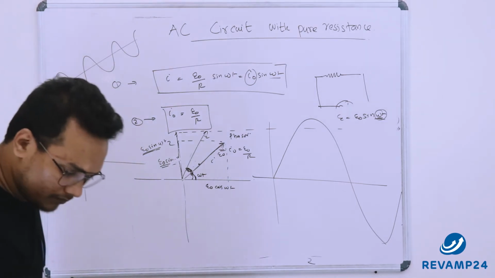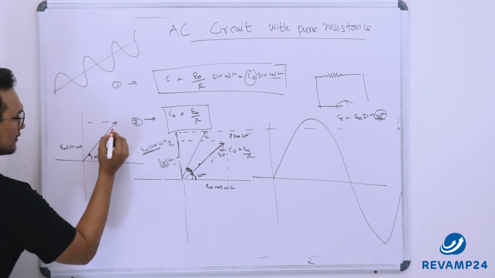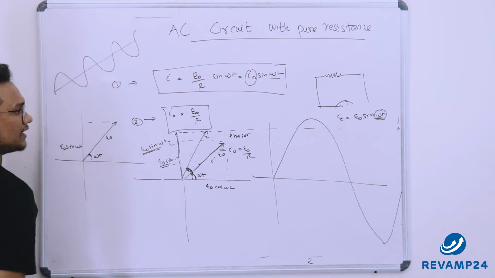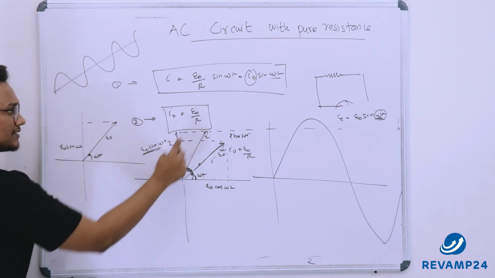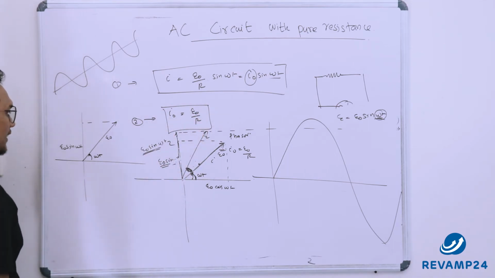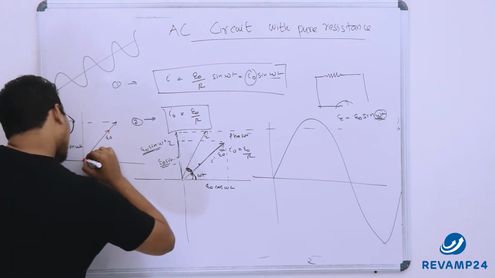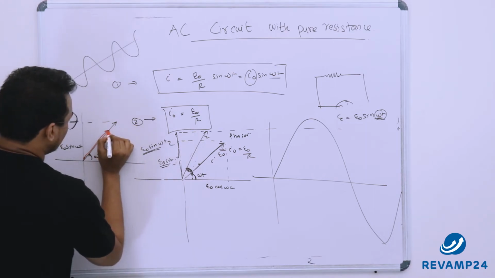Now I should draw current in the same phasor diagram, but we know that the maximum value of current will be a bit less than EMF, because the maximum value of EMF divided by resistance is the maximum value of current. So I could draw a new phasor that has a lesser size.